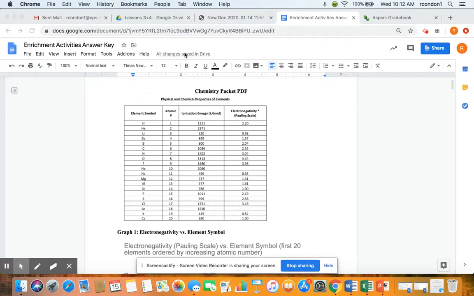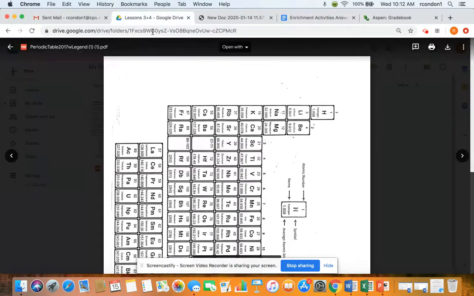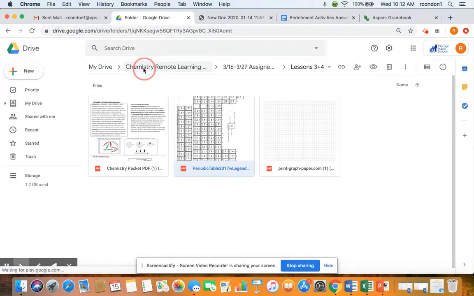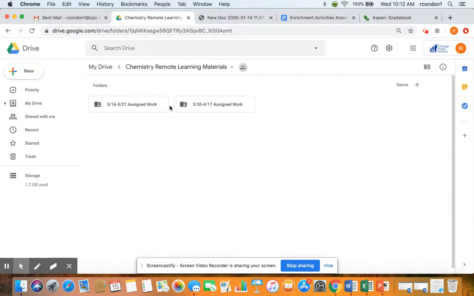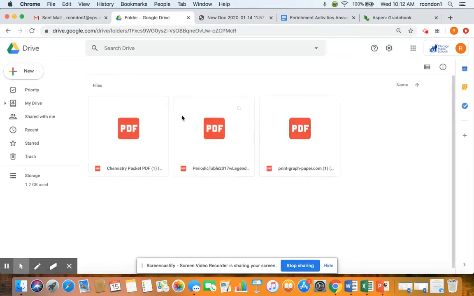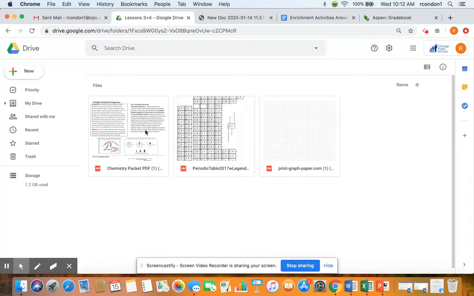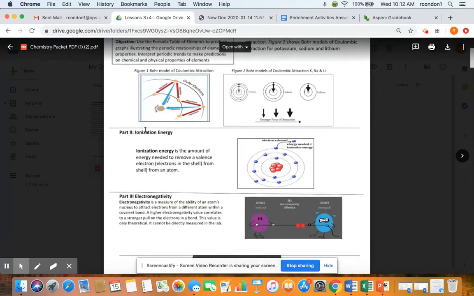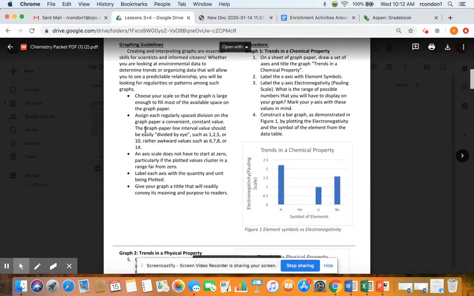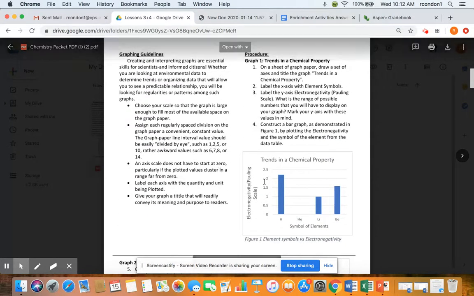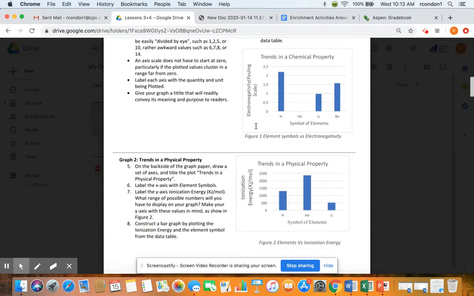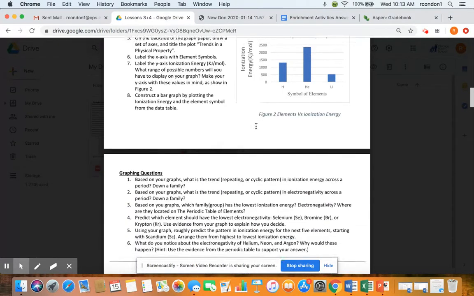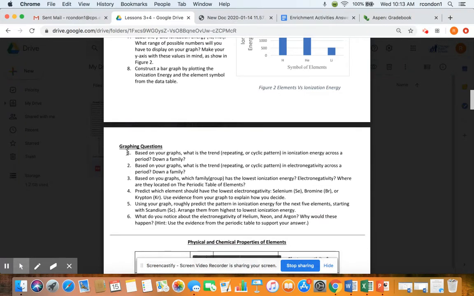I'm going to start by making some videos on this assignment, lessons 3 and 4 that you'll find in the chemistry remote learning folder. If you go into the assigned work from March 16th to the 27th, 3 and 4, you have this chemistry packet. Most of us have been struggling with this, and this is what I'm getting the most questions about. So I figured I would make a video on how to make these graphs using Google Sheets, and then maybe we talk through how to go about answering these graphing questions.